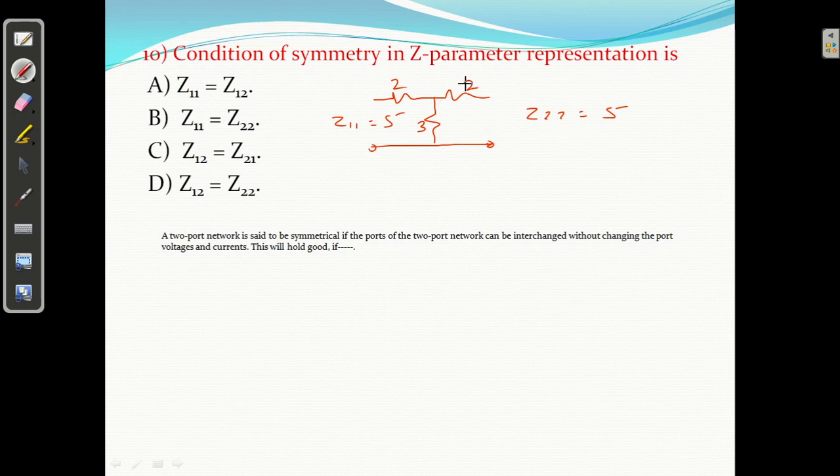Suppose here instead of 2 it was 4, then 4 plus 3 would be 7, and Z11 would be 7. So it is not symmetric. The symmetry condition is that this and this should be equal, right? So Z11 equals Z22. Yes, that answer is correct. The condition for symmetry in Z parameter is Z11 equals Z22. Question number 11.